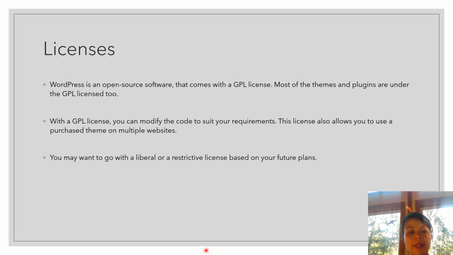Another thing you need to know about is licenses. WordPress is open source software that comes with a GPL license. Most of the themes and plugins are under the GPL license as well. So what does a GPL license mean? You can modify the code to suit your requirements. This license also allows you to use a purchased theme on multiple websites. You might want to go with a liberal or restrictive license.